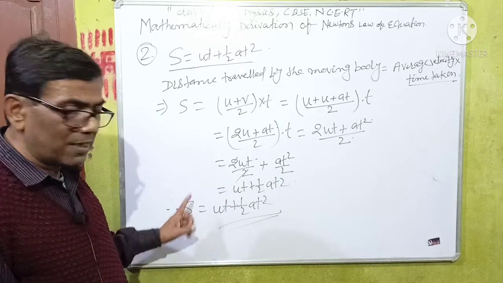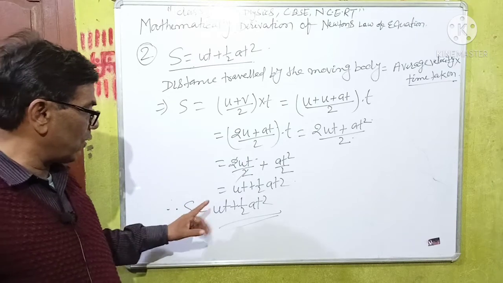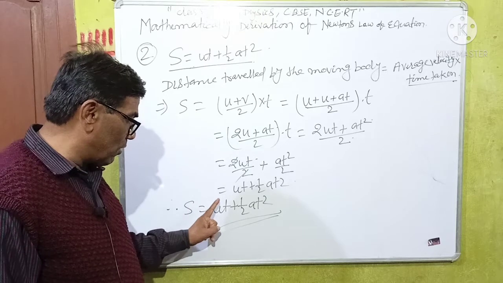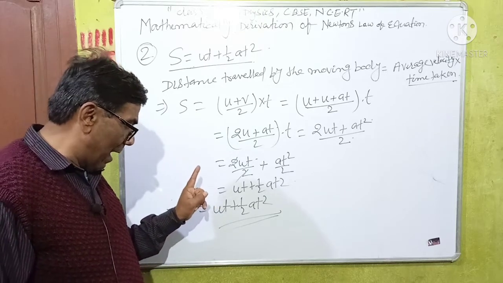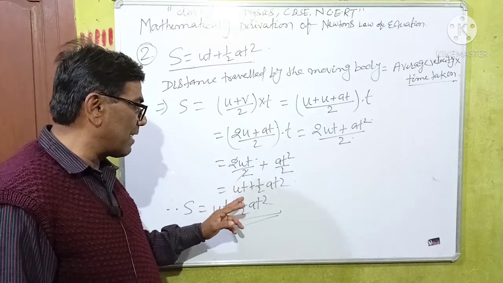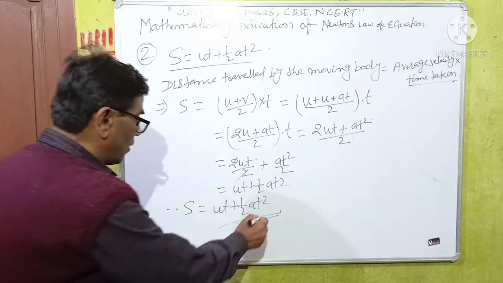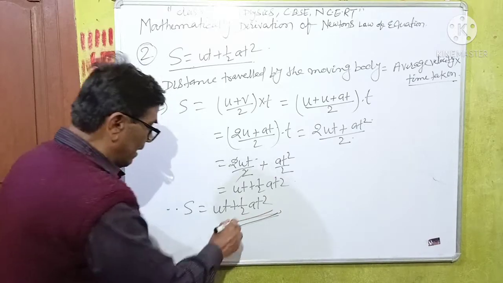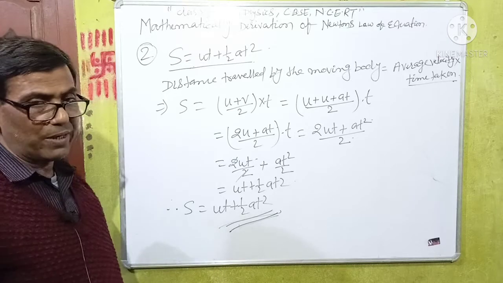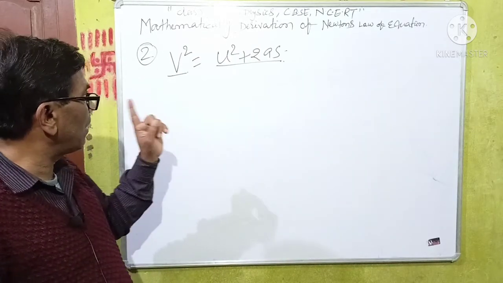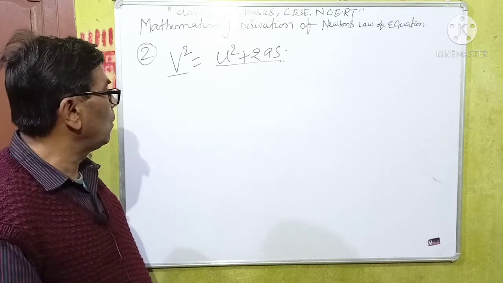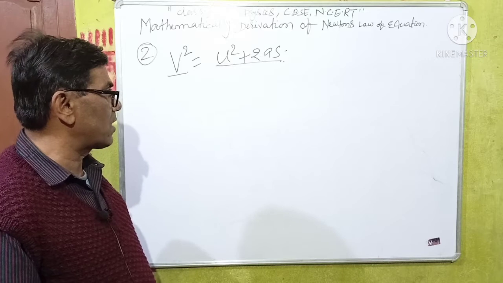So the distance traveled by the moving body is equal to the sum of the product of the initial velocity and time, and half the product of the acceleration and the squared time taken. This is known as the second equation of motion, s = ut + ½at². Now we shall discuss the third mathematical derivation of Newton's equations of motion, that is v² = u² + 2as.